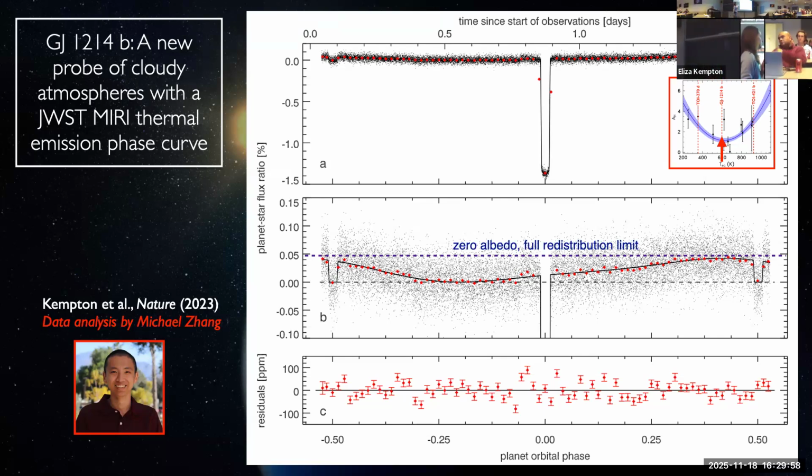If we just calculate a zero albedo temperature for the planet, assuming that it redistributes heat uniformly from its day side to its night side, then we would have gotten this phase curve. So it would have been hotter at all orbital phases than what we saw even on its day side. So this means that the planet has a non-zero albedo, which is somewhat surprising.